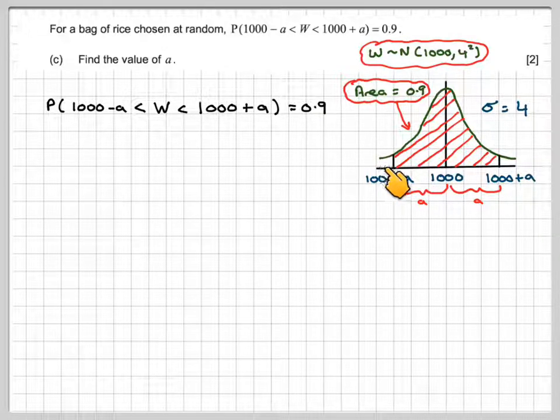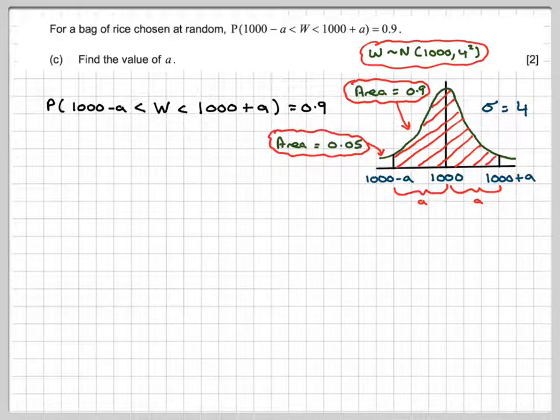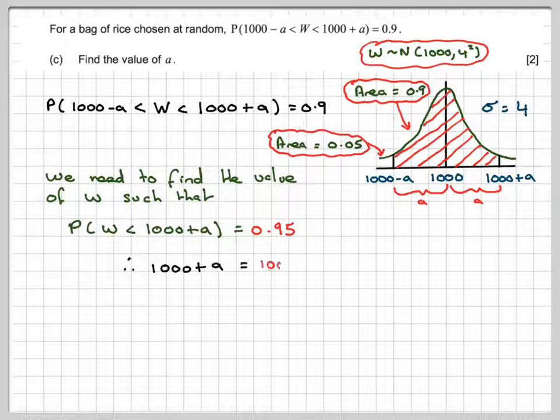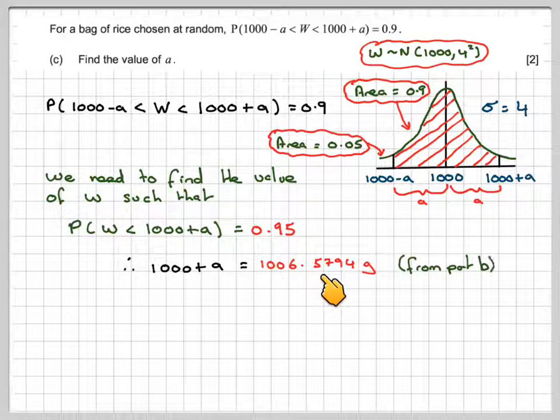Because this is symmetrical, this area here has to be 0.05 and this area here has to be 0.05, because the total area must add up to 1. So if we use inverse norm, we need to find the value of W such that the probability of being less than 1000 plus A must be 0.9 plus 0.05, which is 0.95. We just worked that out in the previous part, that is 1006.5794.